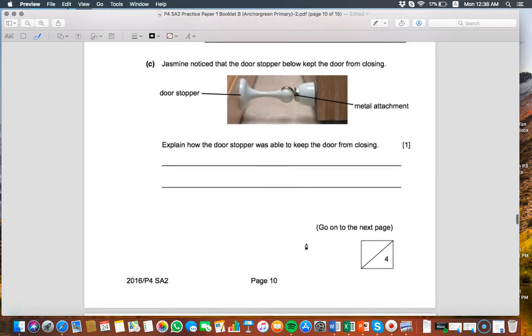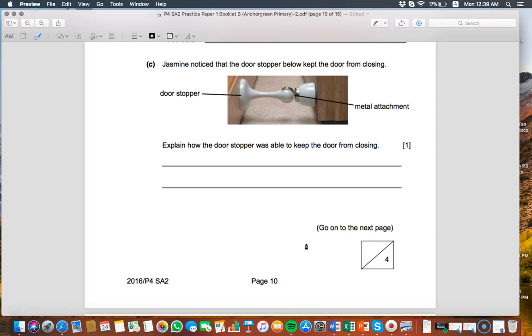Okay, part C. Jasmine noticed that the door stopper below stopped the door from closing. Very common kind of question. How do you relate science concepts to our everyday life? So I believe most of you will have this door stopper at home, and you realize that part of this door stopper is made of metal. So, explain how the door stopper was able to keep the door from closing. How does it keep the door from closing? So what topic is this? This is part of the magnet topic, right?